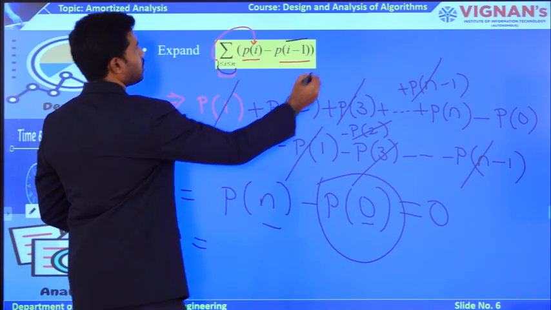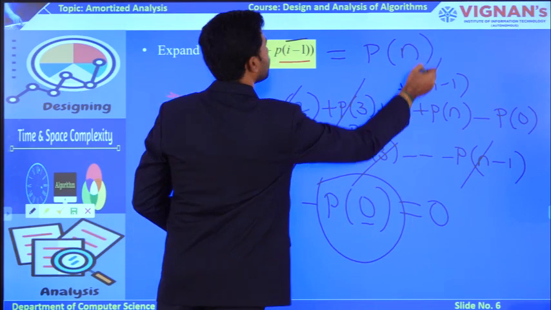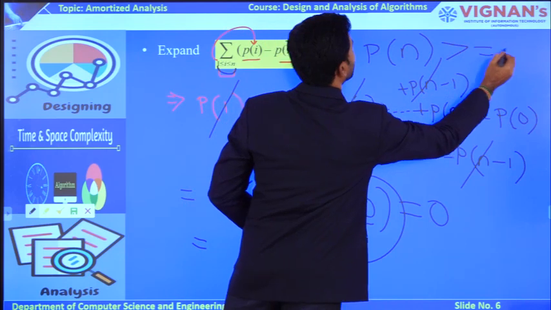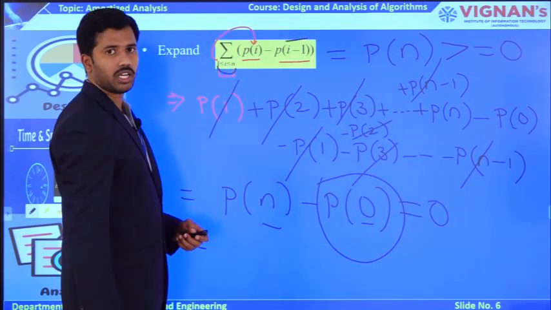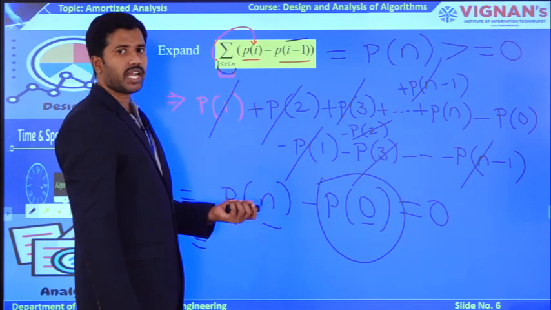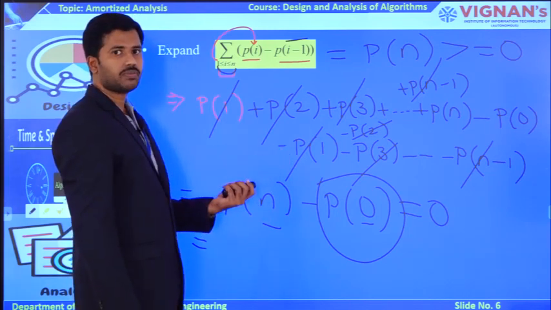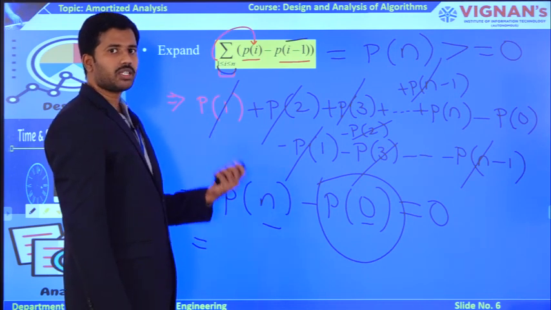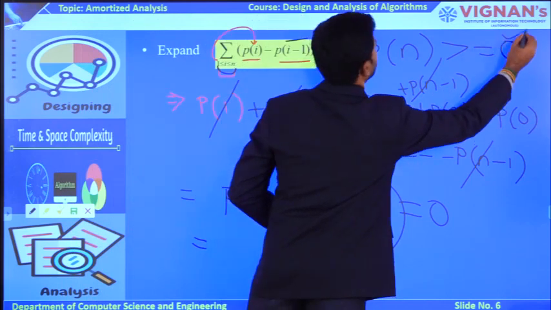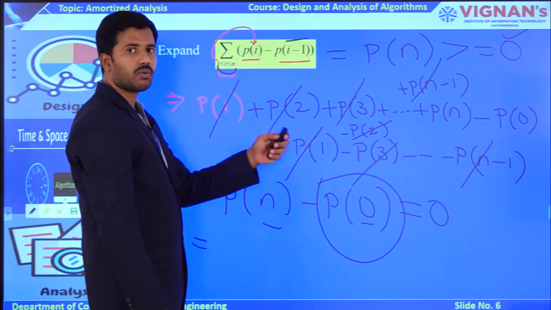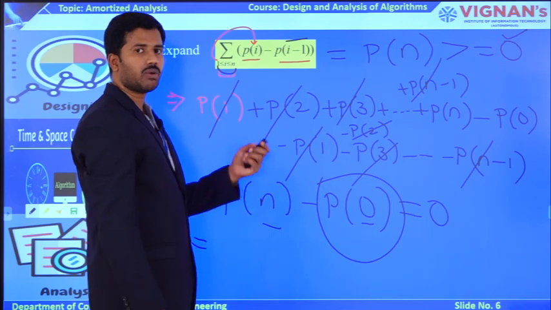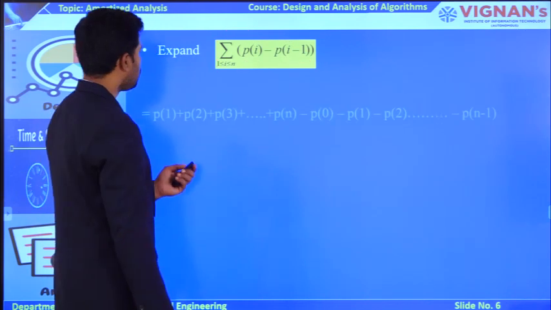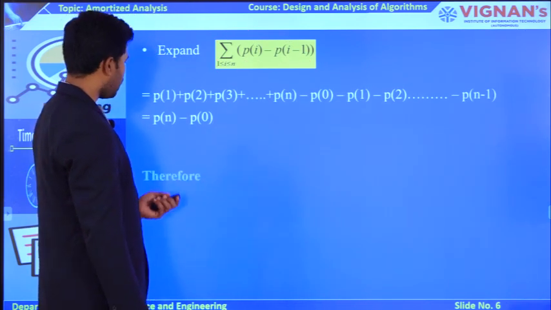So my potential function after expanding is going to be P of n. For every operation, this potential function must be greater than 0. Always positive values must be acceptable. What happens if I get a negative potential function value? Ultimately my analysis is going to be wrong. So every potential function must have a value greater than or equal to 0. Zero can also be acceptable, but negative values are not at all acceptable. Why? Because we have cancelled everything. So if you expand, ultimately you are going to get values like this.